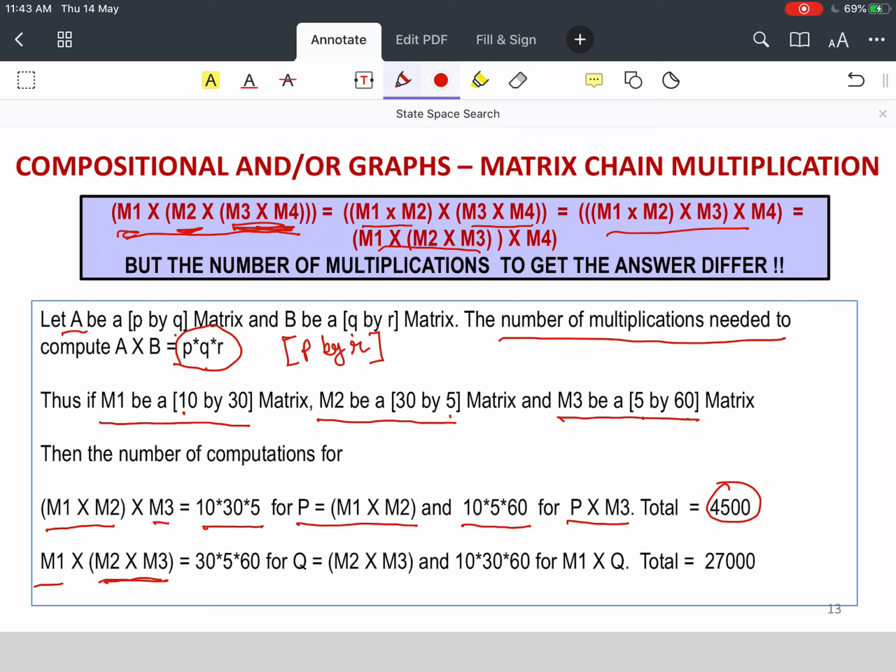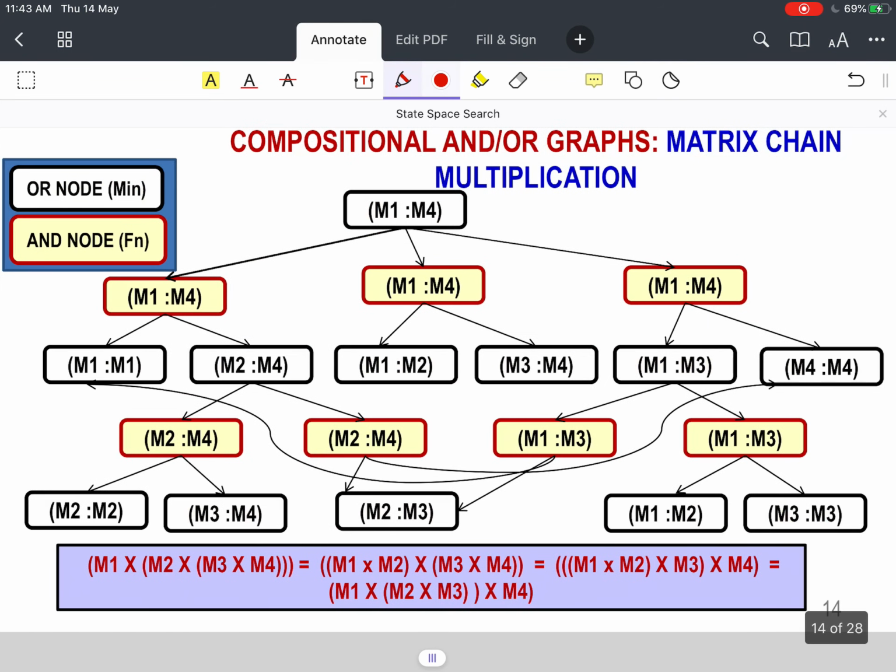On the other hand, if I do M2, M3 first, then for computing M2, M3, I require so many multiplications, 30 into 5 into 60 to get Q. And then if I do M1 into Q, I require 10 into 30 into 60, which gives me 27,000. As you can see, the sequence of multiplications by which I will get the solution needs to be optimized. And for a large size sequence, this can make a huge difference in the total computation time. So how will we find it?